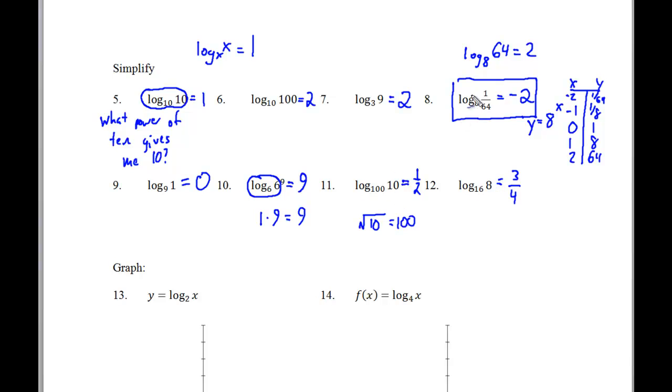But even in problems 8, 11, and 12, where the answer wasn't an obvious whole number, the change of base formula will make that a lot more simple.